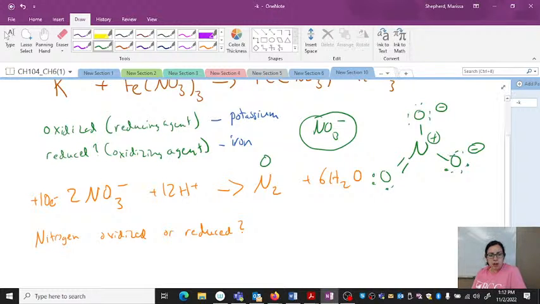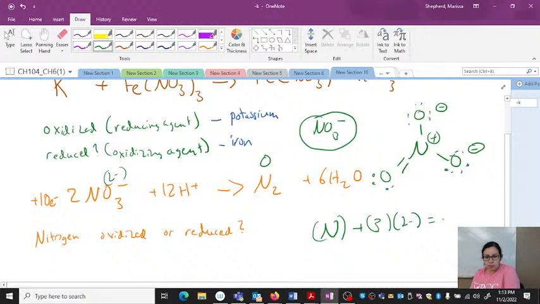But what do we know about oxygen? What's its oxidation state? -2. So it's always -2. And so now we can set up our algebra with this, which may help us. So now we have nitrogen, so we don't know what our oxidation state of nitrogen is. Then we have 3 oxygens times -2 equals -1. So then what's nitrogen?